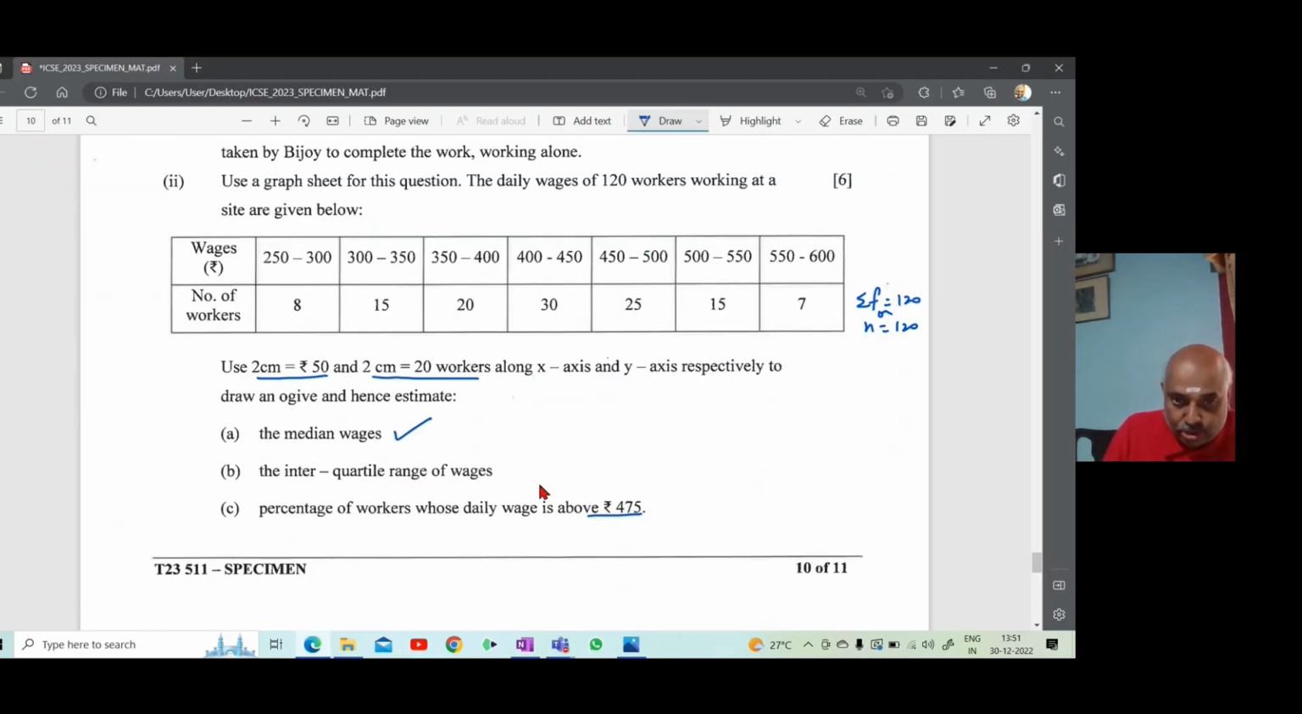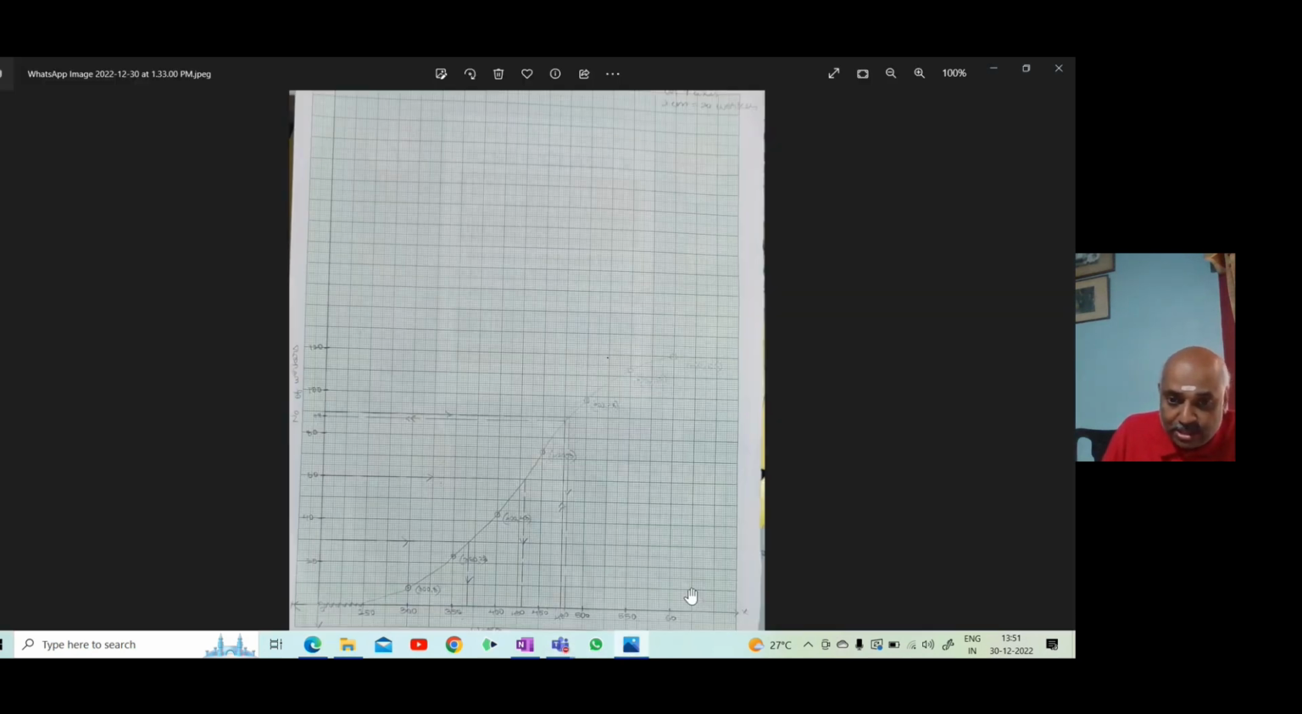And then what is the next question? So the interquartile range we have answered. Percentage of workers whose daily wage is above 475. So these are the wages. And where is 475? 475 is exactly in between 450 and 500. So here you have to draw a line. Now the arrowhead should face upwards because from here you're going upward to the ogive curve. So remember, the arrowhead should face upward. So from here, you draw a vertical line, and then you draw a horizontal line. Where does it meet? It meets at 88.